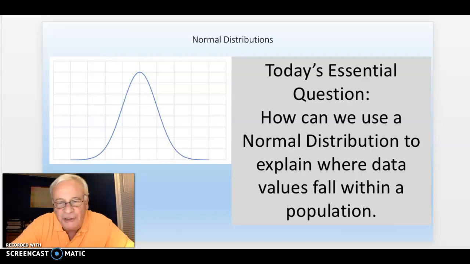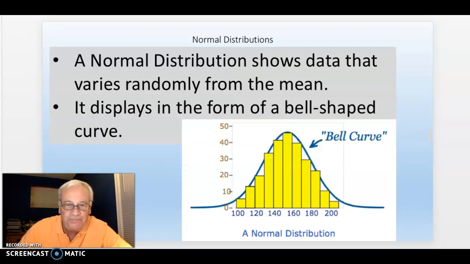Guys, today's essential question: how can we use a normal distribution to explain where data values fall within a population? And I think you need to know that word for word for the notes assessment, okay? Just to review a little bit, if you recall, a normal distribution shows the data vary randomly from the mean. It displays in the form of a bell-shaped curve.